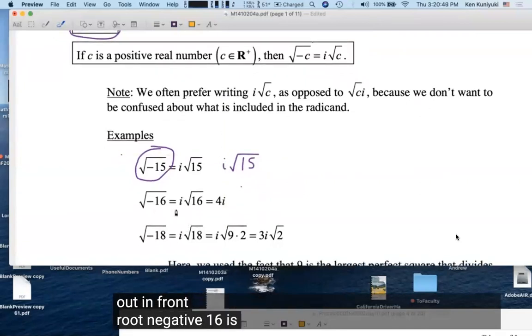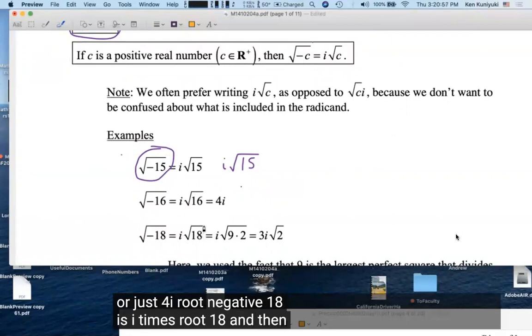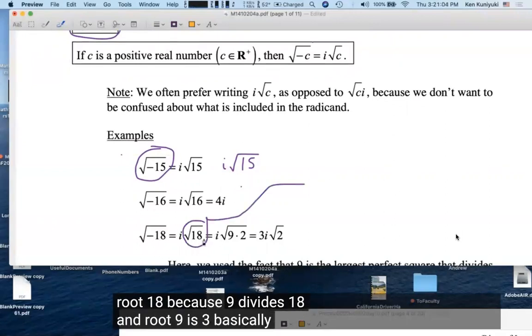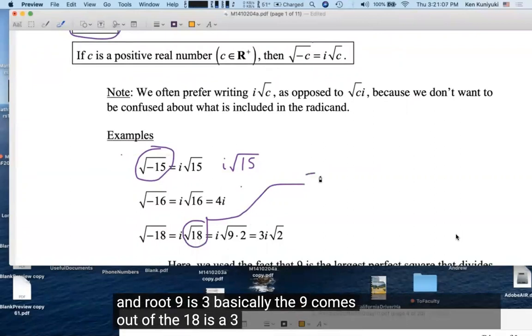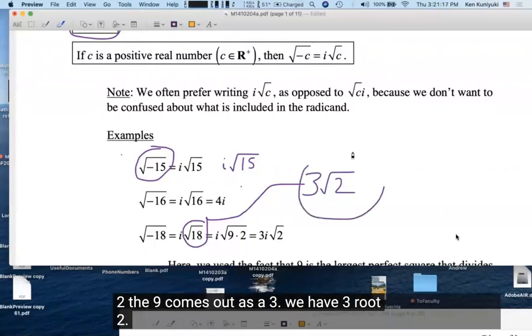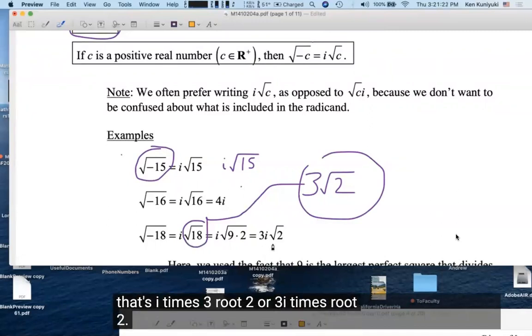Root negative 16 is i times root 16, or just 4i. Root negative 18 is i times root 18. And then old school, root 18, because 9 divides 18, and root 9 is 3, basically the 9 comes out of the 18 as a 3, and the 2 stays behind. Again, 18 is 9 times 2. The 9 comes out as a 3. We have 3 root 2. That's i times 3 root 2, or 3i times root 2. Again, it might be safer to put the radical at the right end.